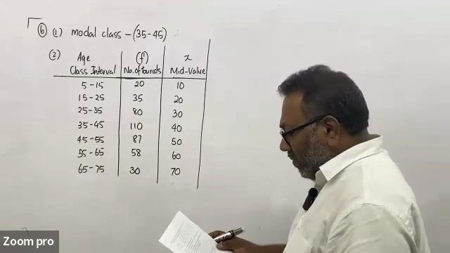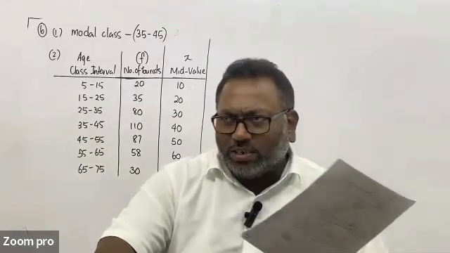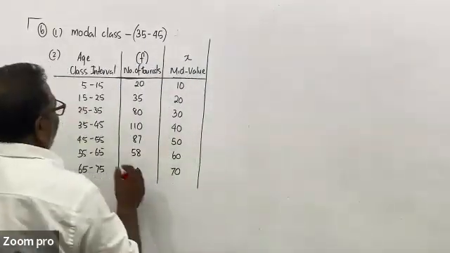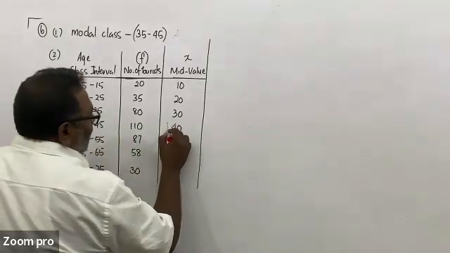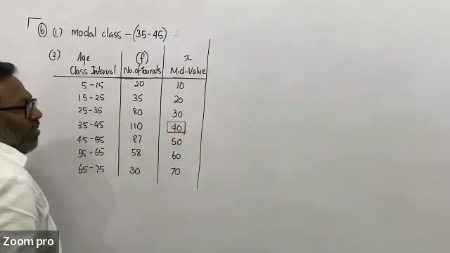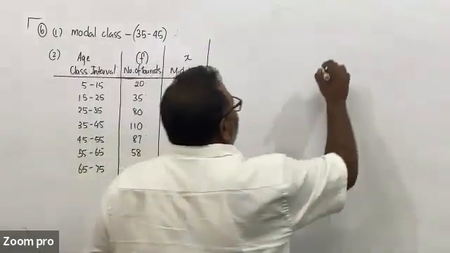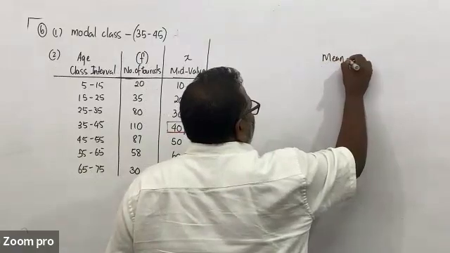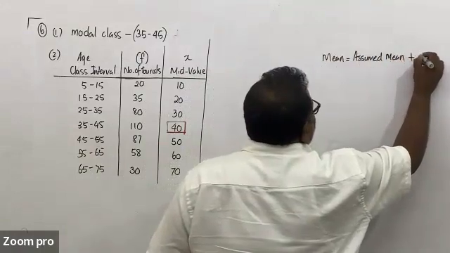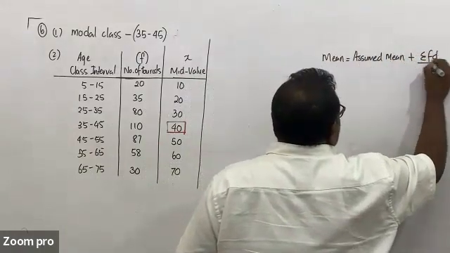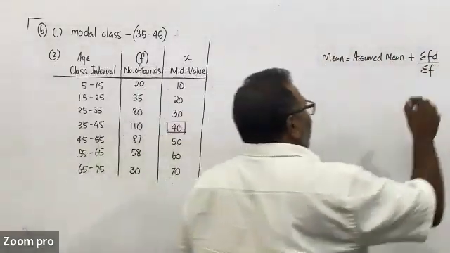So mid value is that. Then they are saying take the mid value of the model class as the assumed mean. What is your assumed mean? The mid value of your model class. This is your model class, so the mid value of that is this. Now, how do you calculate mean? We'll have to do a calculation. Mean is equal to assumed mean plus sum of FD divided by sum of F. Sum of FD divided by sum of F.